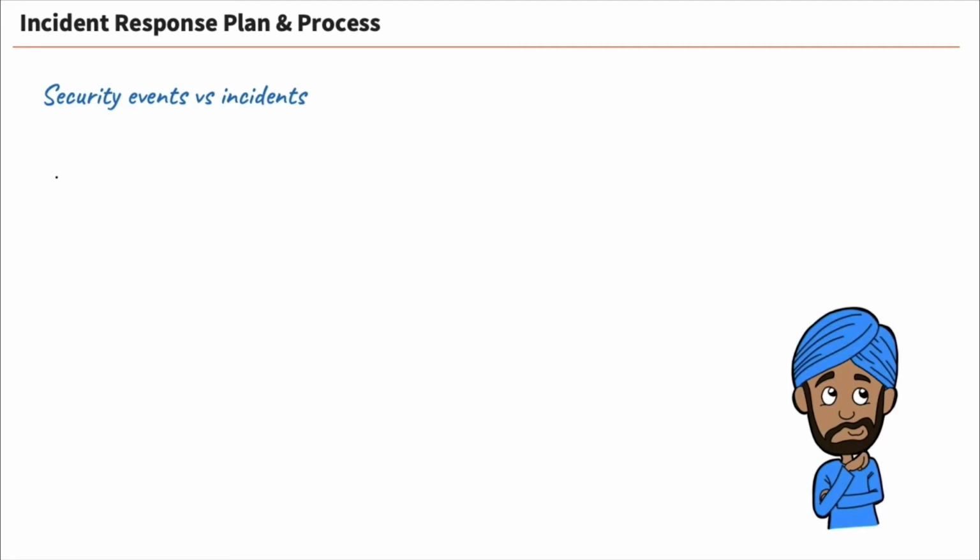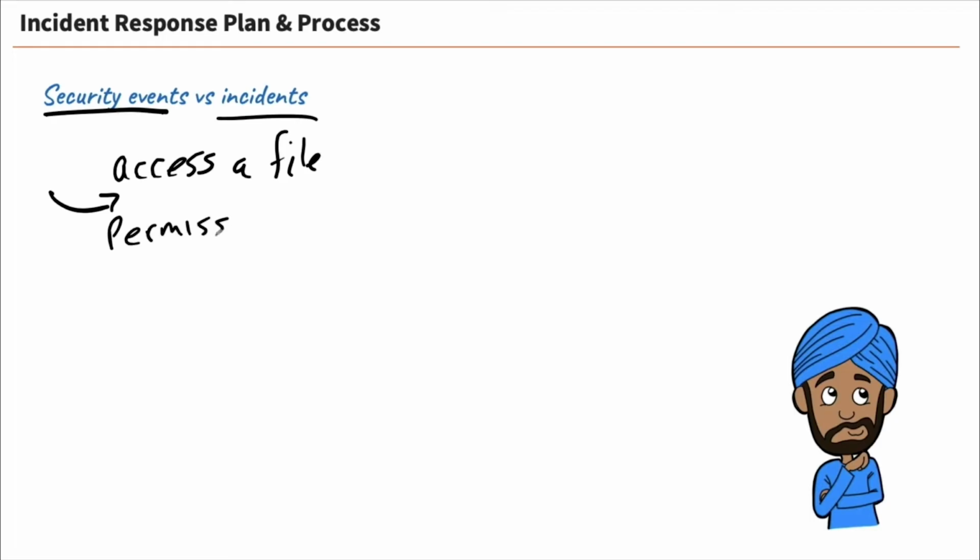So let's start by talking about the difference between a security event and a security incident. Now, an event is when someone accesses a file. So they access a file. And that is actually a security event because when someone accesses it, they use their permissions to do so. And that is defined as a security event, but that's not a bad thing. That's just something related to security that happens.